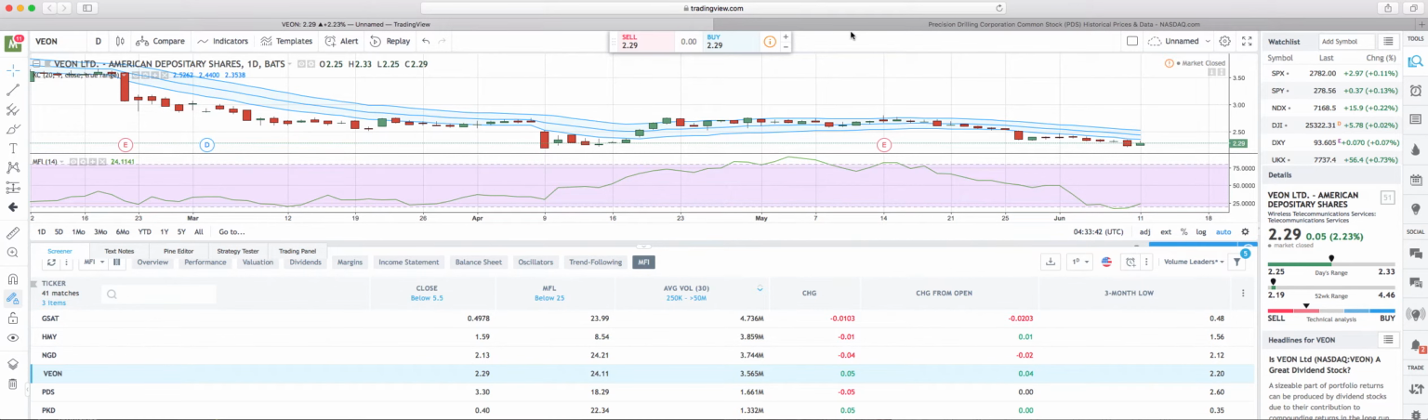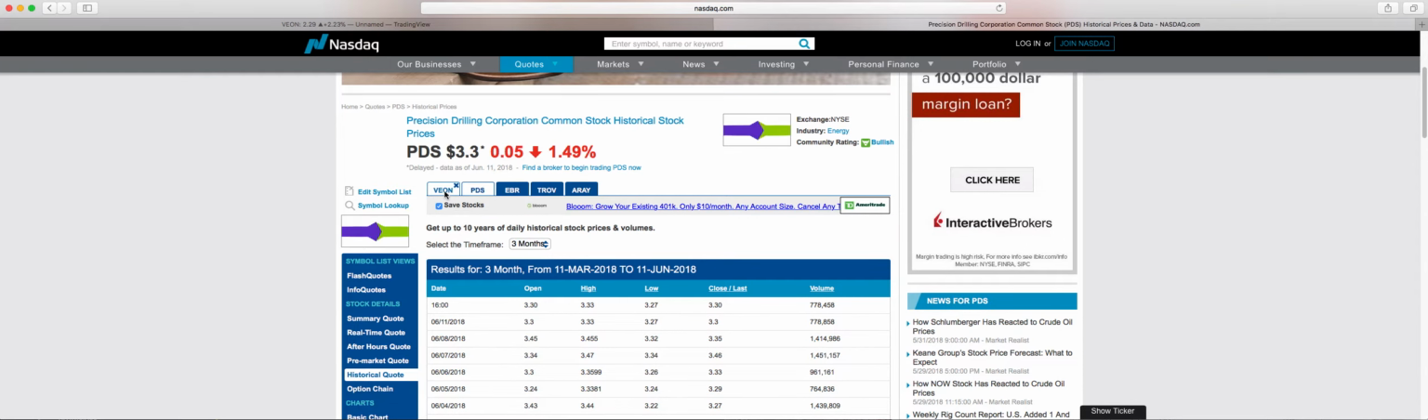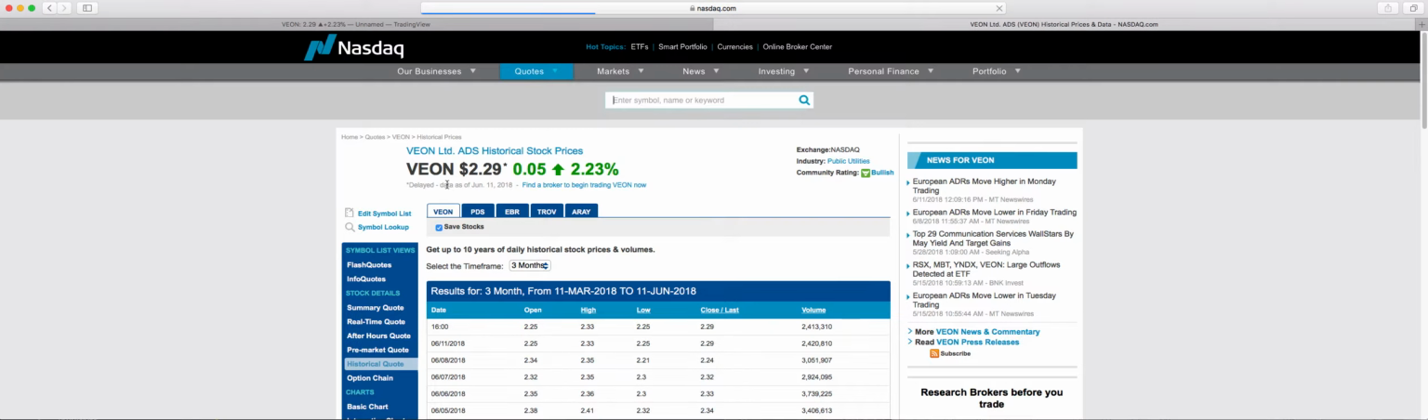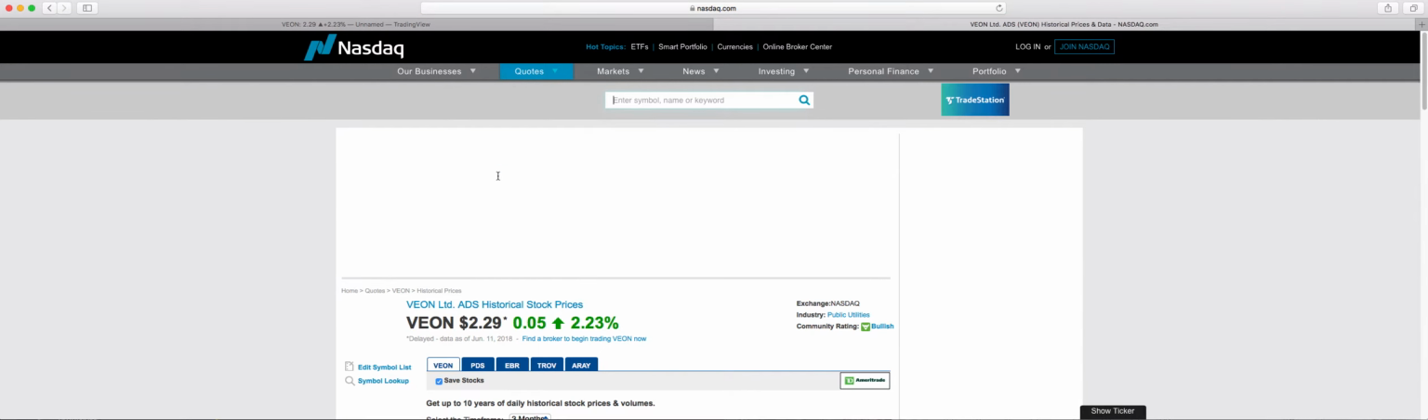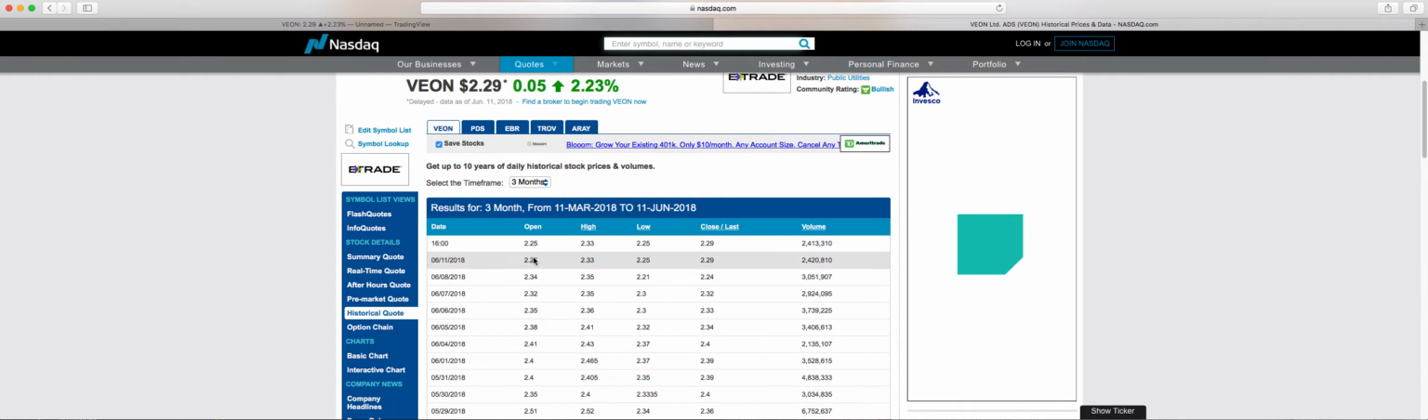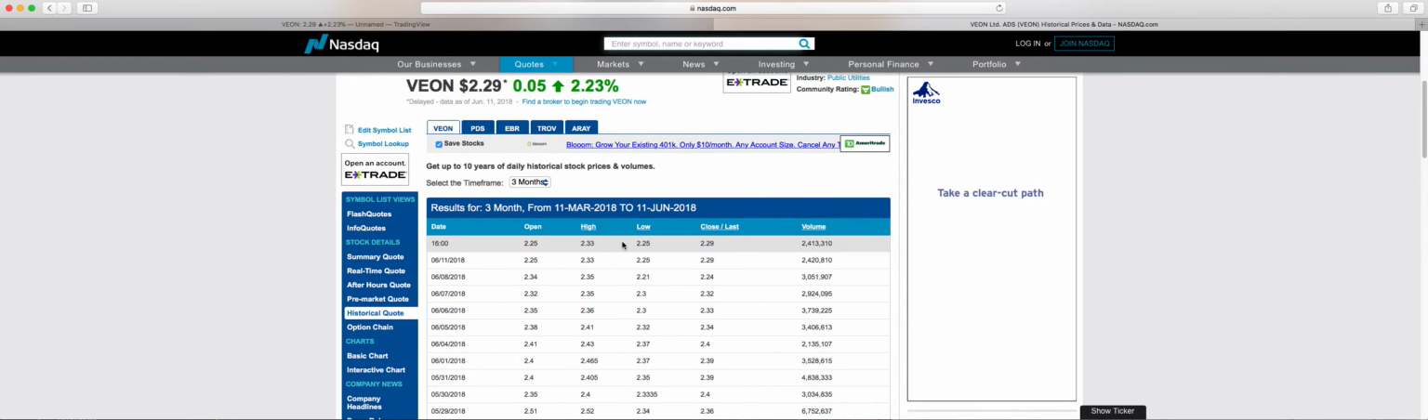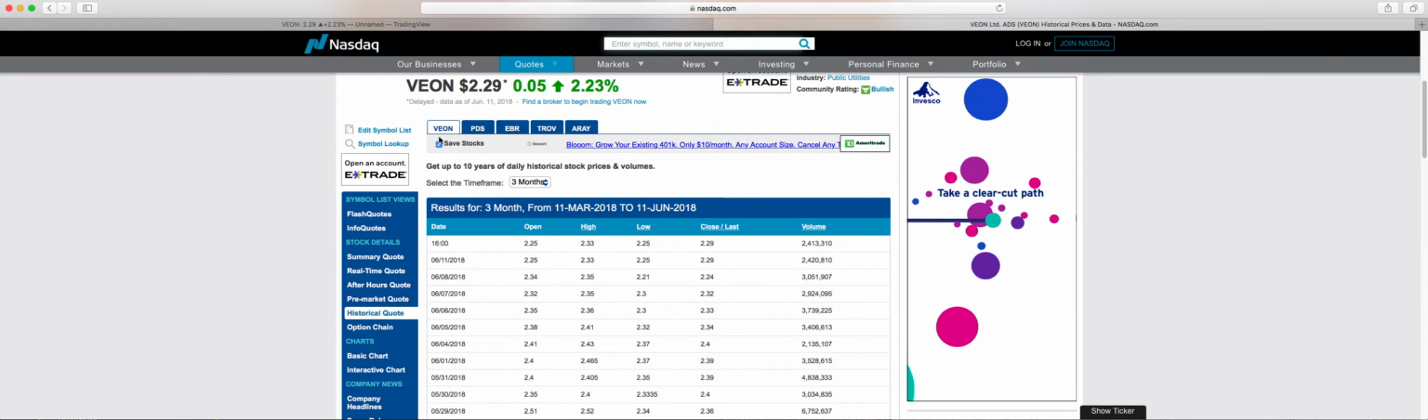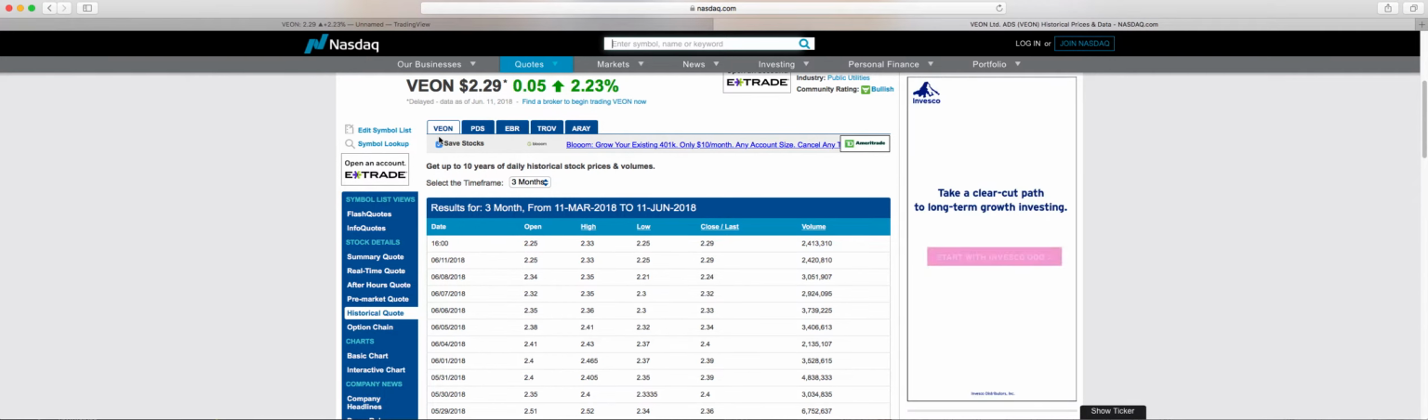We've got decent volume, and I found that out because I went ahead and looked up the Nasdaq historical price. Now, if you've never been here, this is the Nasdaq historical. It shows the open, the high, the low, the close, and the volume of a particular stock. These are the stocks that I am looking at for tomorrow's session: Vion, PDS, EBR, Trove, and Array. These stocks all hit my MFI screener with decent volume.